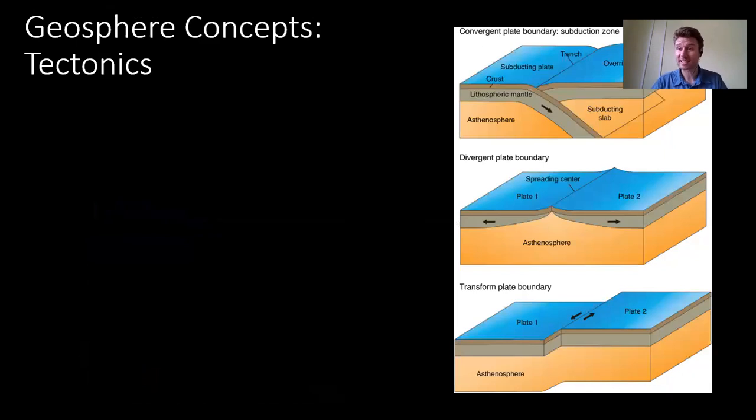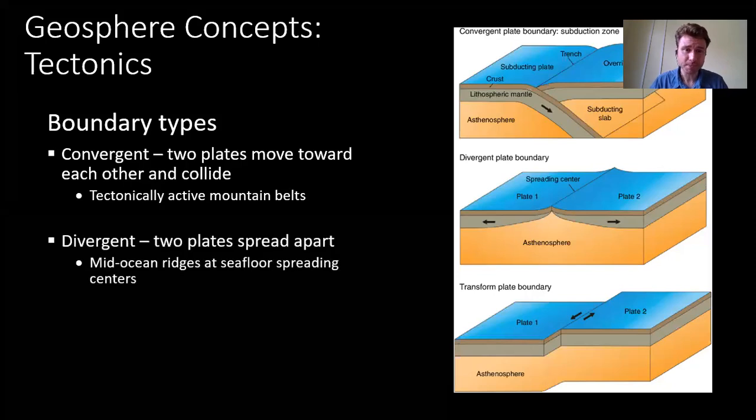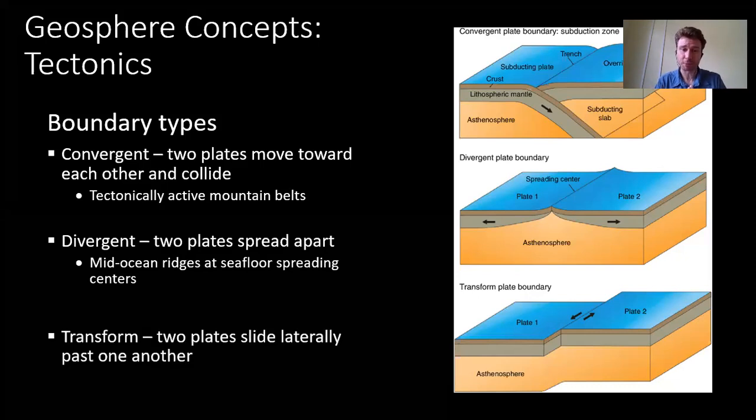We think about things like tectonics, yeah? Talking about our different boundary types that you all discuss in physical geography. Our convergent, where you can get active mountain belts and subduction zones. You can get divergence, where you get spreading centers along mid-ocean ridges. And then transform boundaries, where plates literally slide past one another.